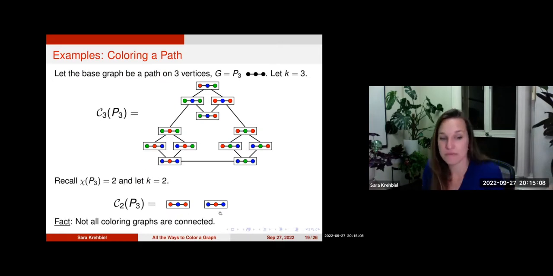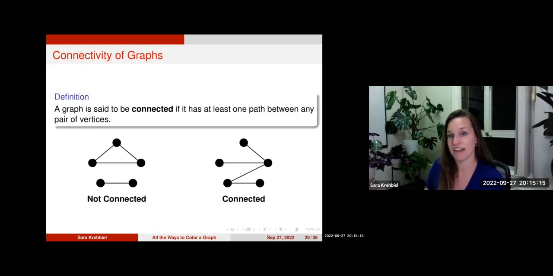Another thing we see from this observation is that it's not necessarily true that all coloring graphs are connected. I used the word connected before, and now I'm finally going to define it for you. We say that a graph is connected if there's at least one path between any pair of vertices. Here I can't get from this leftmost vertex to this bottom vertex, so that's not connected. But in this example I used before, pick any 2 vertices. Maybe I pick this top one and this bottom left. They're not adjacent to each other, but I can take a path that goes through a vertex and I get there.